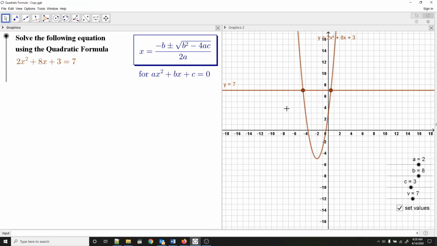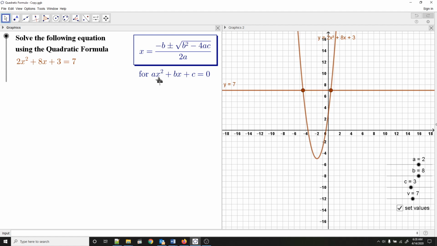Let's look at the next example, 2x squared plus 8x plus 3 equal to 7. But we'll begin by looking at the graphical representation in which the parabola of 2x squared plus 8x plus 3 is being intersected by the horizontal line of y equals 7. You can see that I should have two real roots, but that's not how the quadratic formula works.